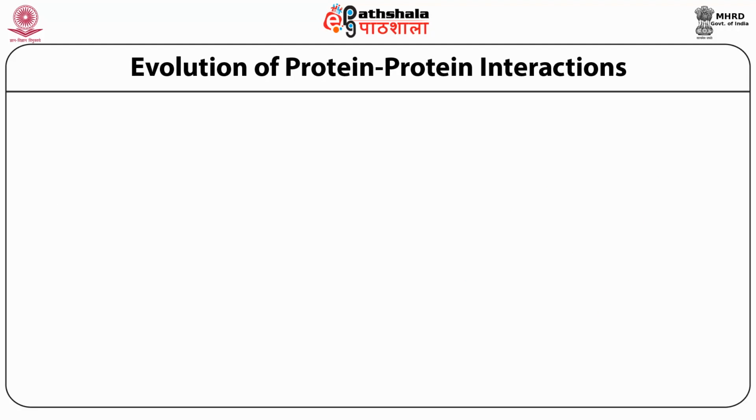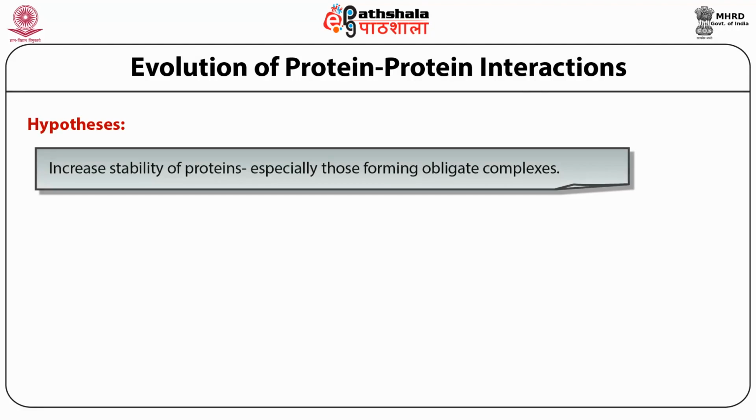Finally, why would protein-protein interactions happen? If you have one single protein that can carry out its function, why did the systems evolve protein-protein interactions? There are many different hypotheses that have been put forward. The two major hypotheses: one is that it increases the stability of the protein. This is especially true when we talk about stable obligate complexes, because there the protein monomer cannot exist.